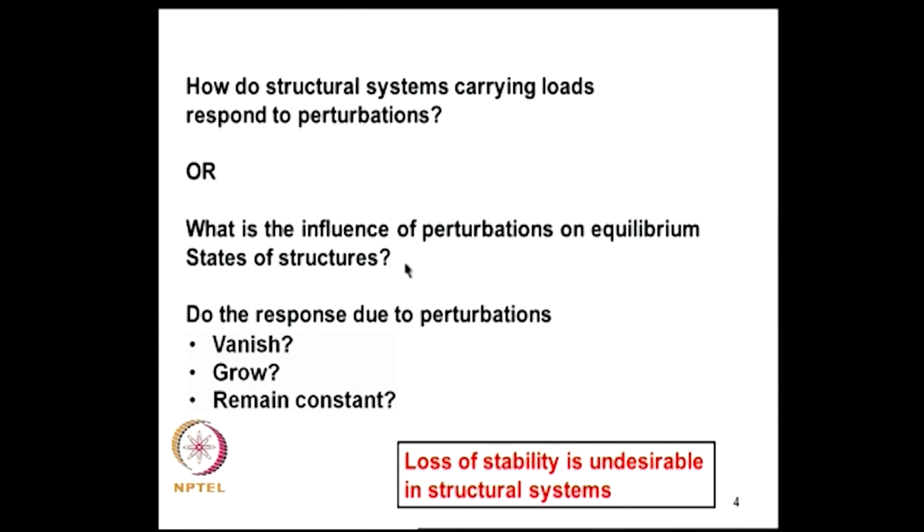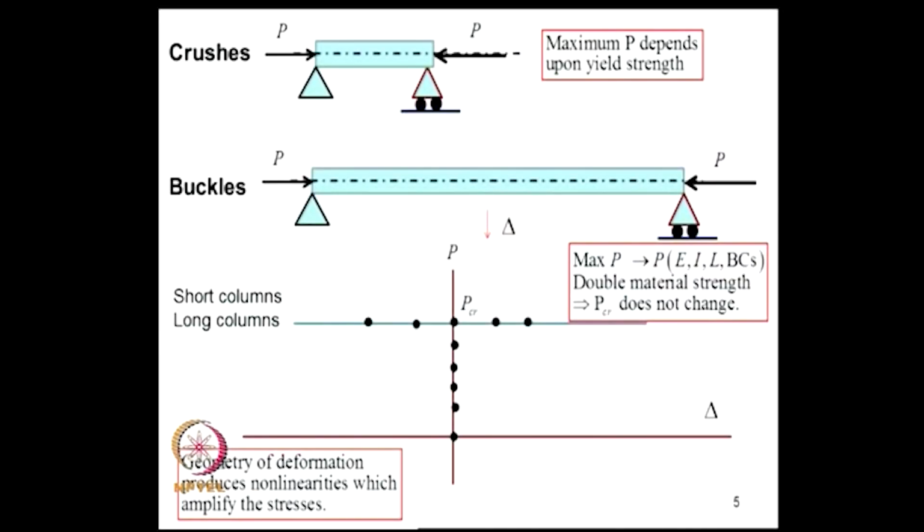Now, if because of small perturbations the motion of the system grows and the structure does not return to its original state, then we can think that the structure has lost its stability, and loss of stability is undesirable in structural systems because any departure from the equilibrium configuration for which it is designed may result in failure. Now, to elaborate this, let us consider the case of an axially loaded beam element as shown here.